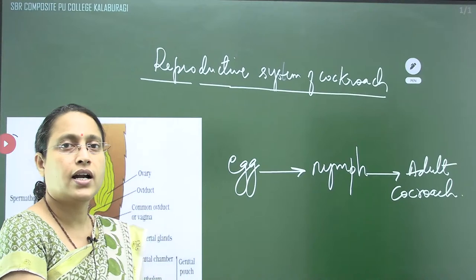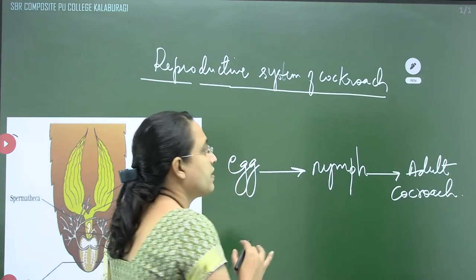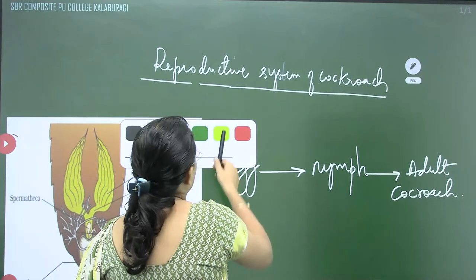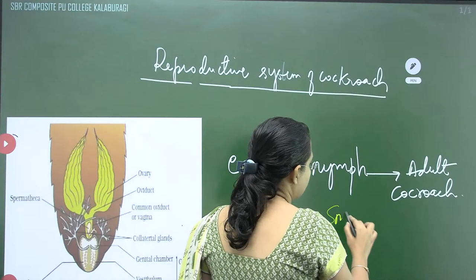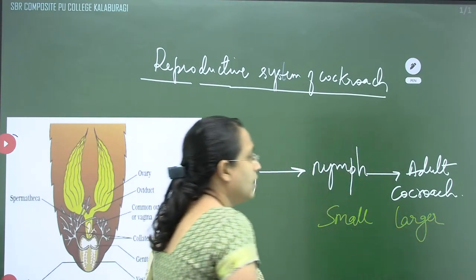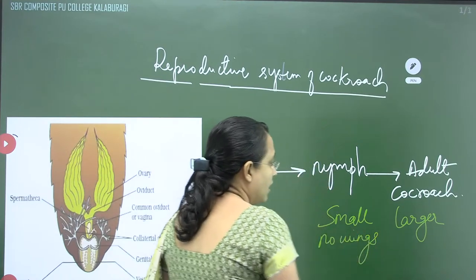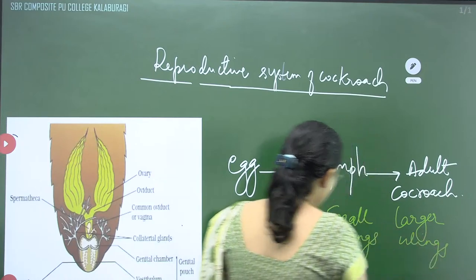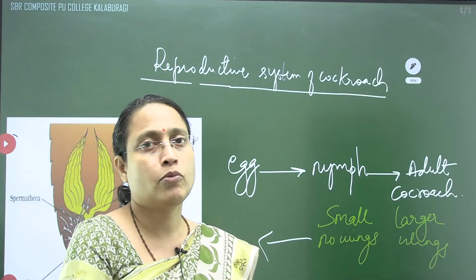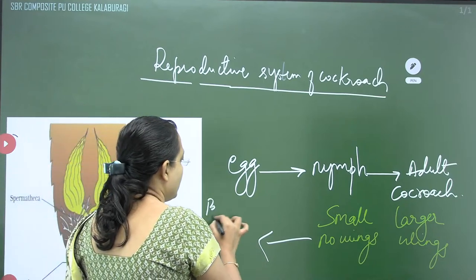This nymph is going to form what? An adult cockroach. Now, the egg develops into a nymph. There is some difference between a nymph and an adult cockroach. The nymph is smaller in size, whereas the adult is larger in size. The nymph does not have wings. The adult does have wings. When wings develop, only wing pads will be there, and that too in the penultimate molting, the previous nymph stage.